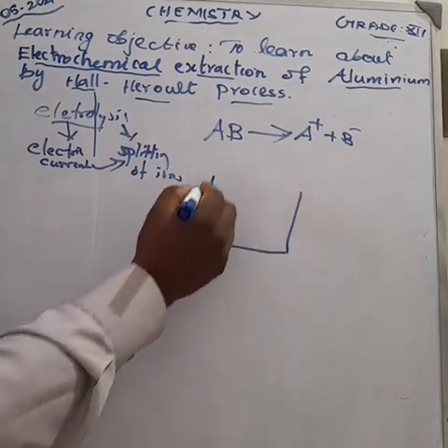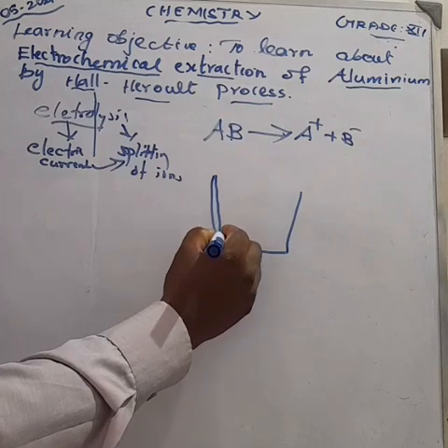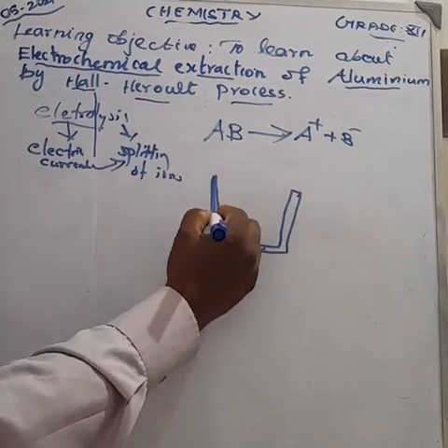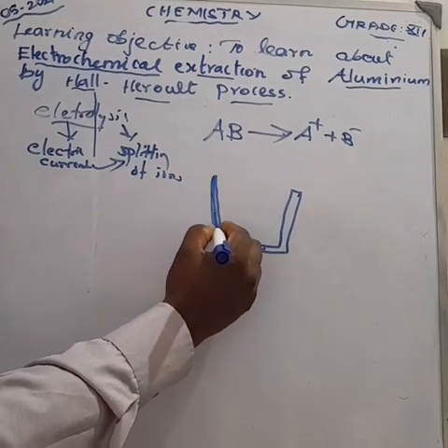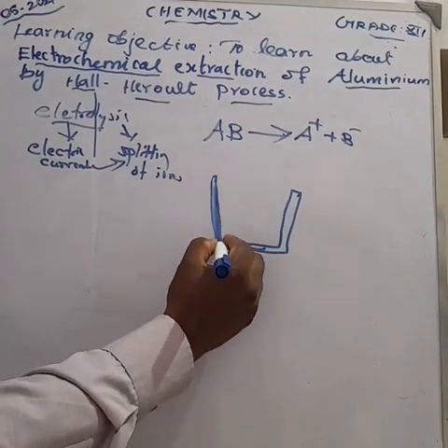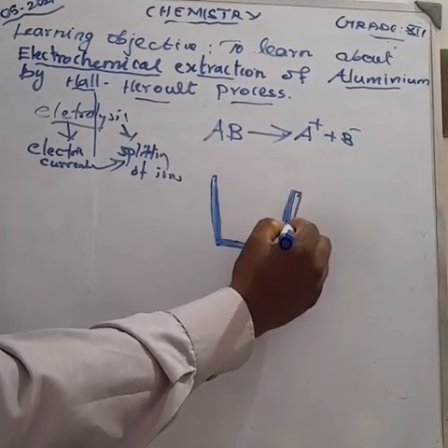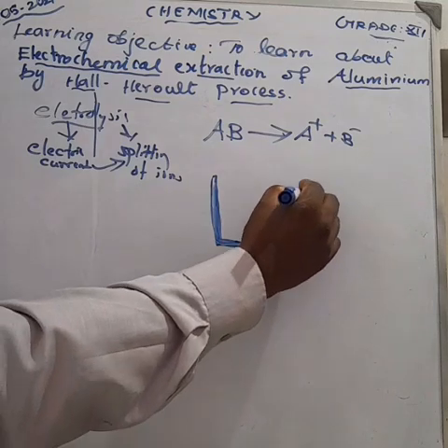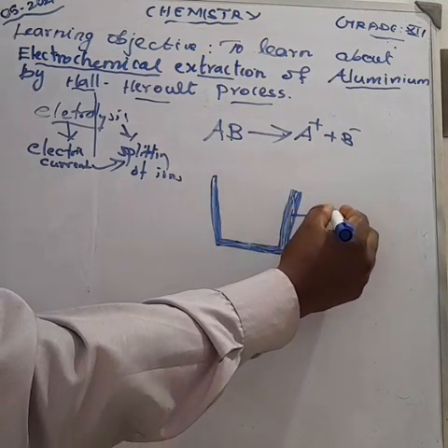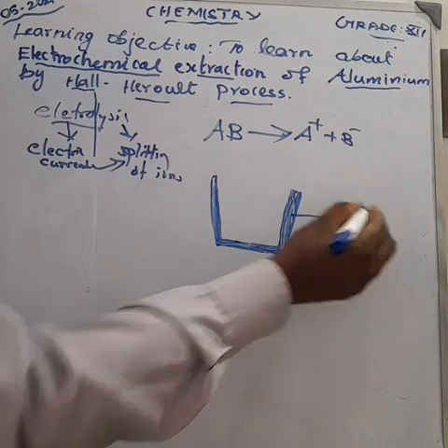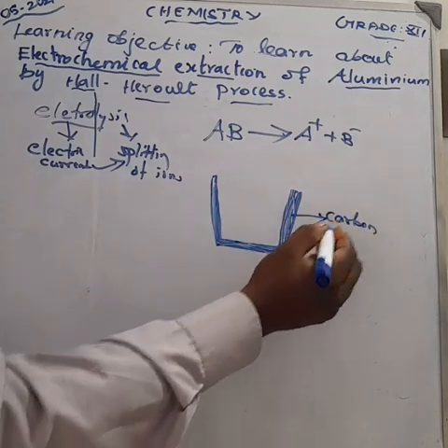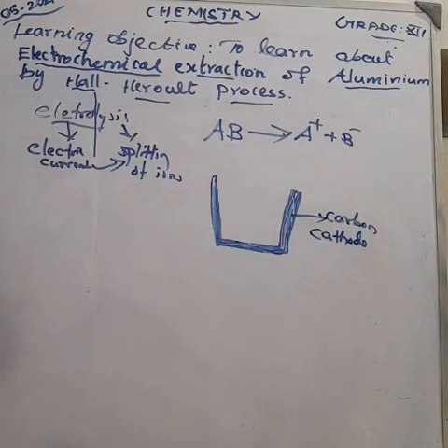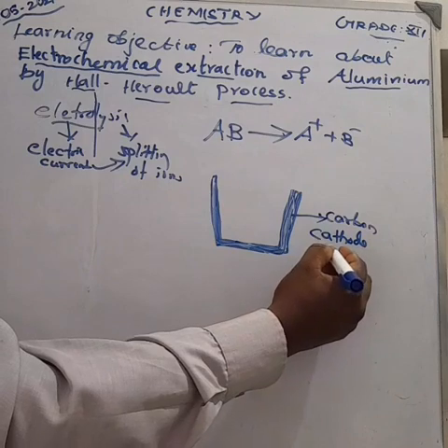First, we have to take an iron tank. This iron tank is lined with carbon on the inner part. This carbon acts as the cathode.